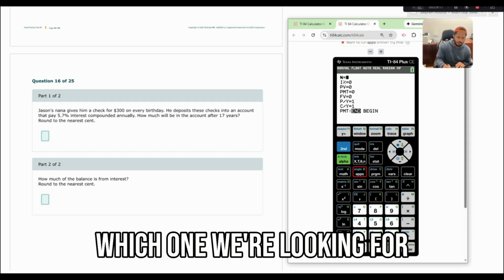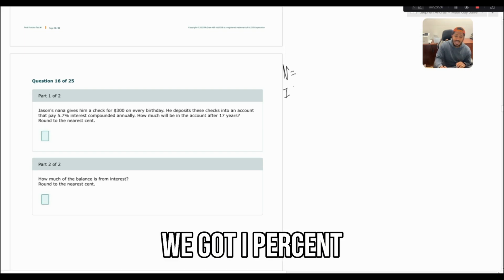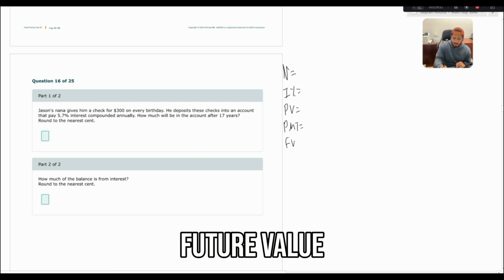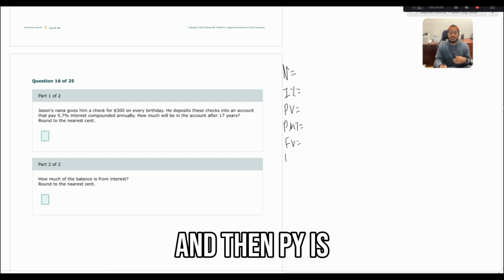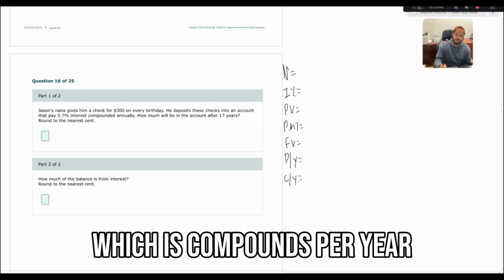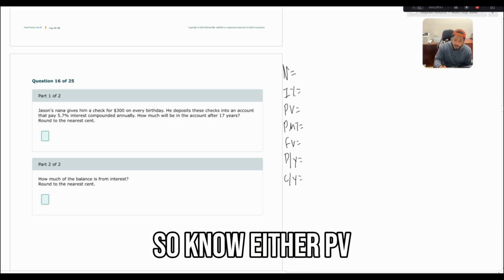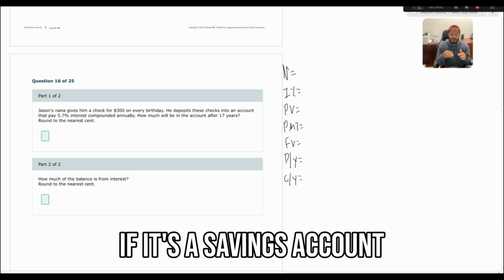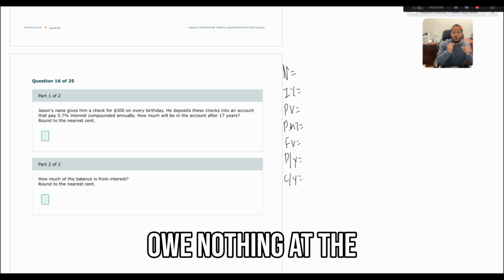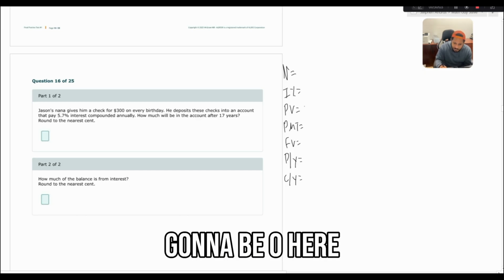Now we get to filling in. We need to know which one we're looking for. Notice in our TVM Solver, we got N, we got I%, then we got present value, PMT, future value, and then P/Y is payments per year, and C/Y, which is compounds per year. So which one are we looking for? It says how much will be in the account after 17 years. So either PV or FV, one of them is 0. If it's a savings account, then the PV is 0. If it's a loan, then the FV is 0 because you want to owe nothing at the end of the loan. Here, since this is a savings account, the PV is going to be 0.